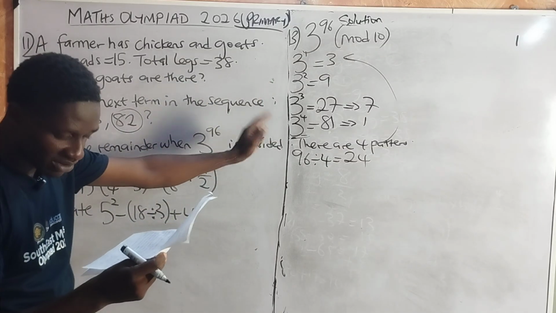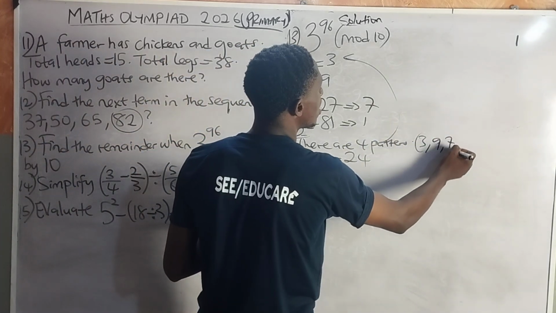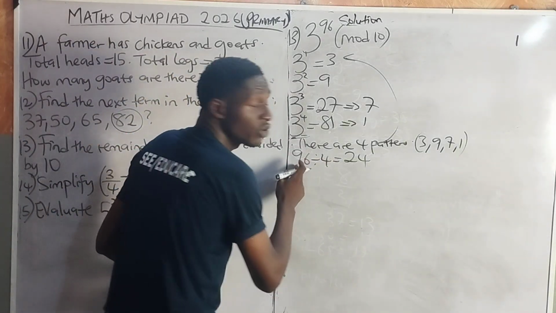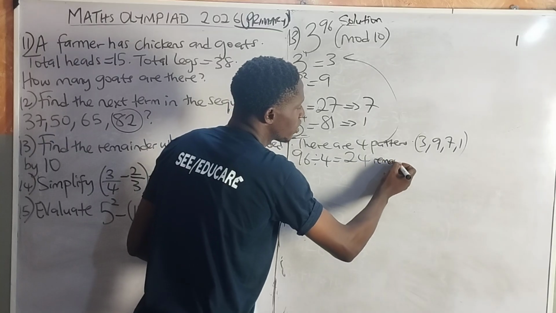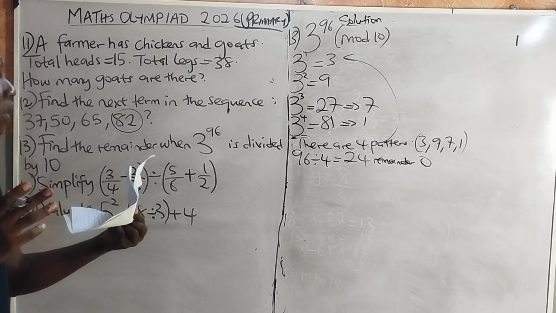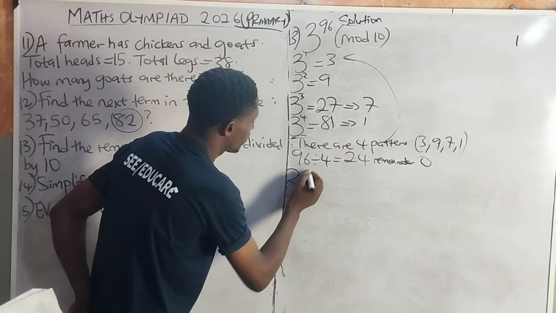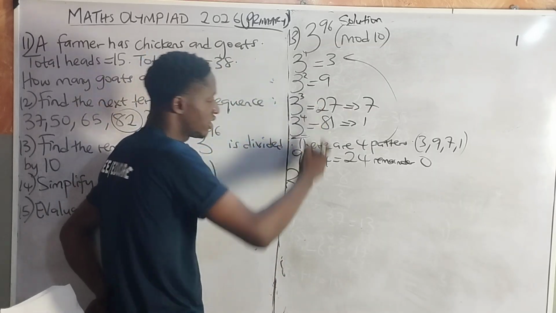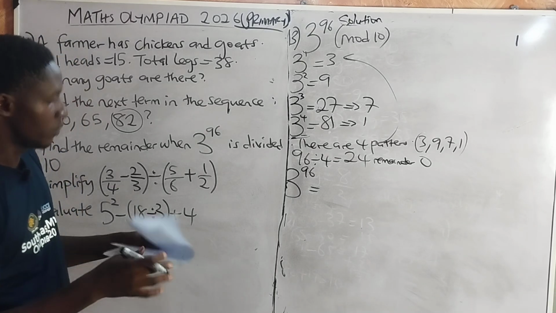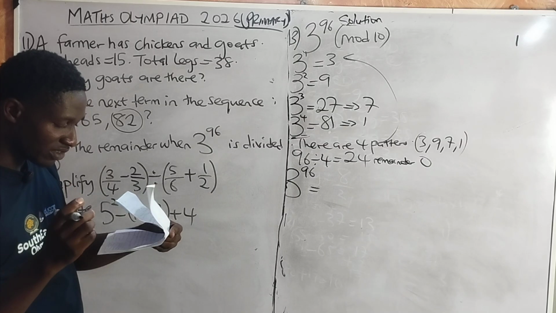I say that we are picking the last digit, and the 4 patterns here are 3, 9, 7, and 1. Then remember that 4 can go into 96, so the remainder we have here is 0. Remainder 0. Then what do we do now? It means that 3 raised to the power of 96 lands on the 4th position. What do I mean? This is 3 raised to the power of 96. Remember, there are 4 patterns here. So it lands on the 4th position, and if you see what I wrote here, the last digit is 1.